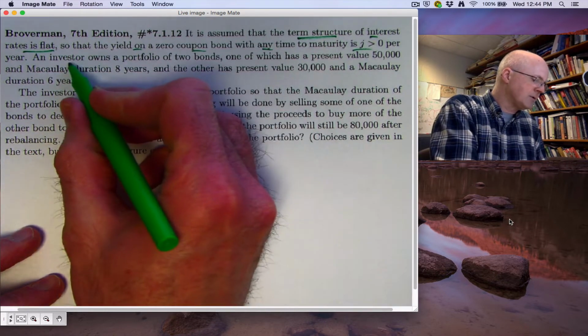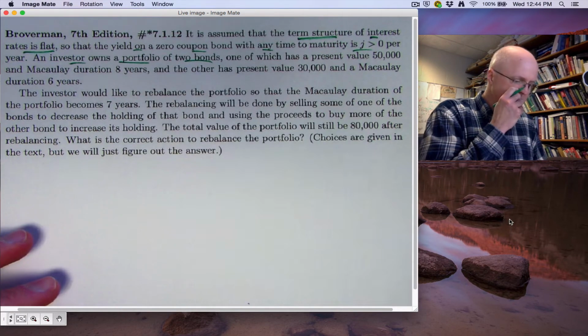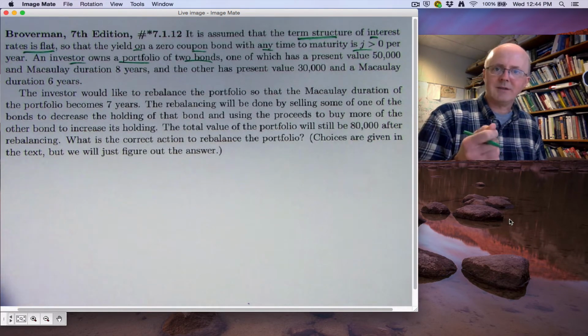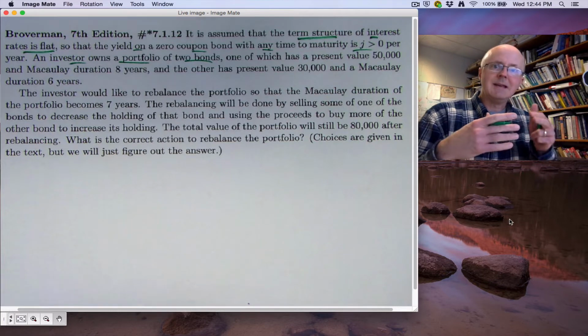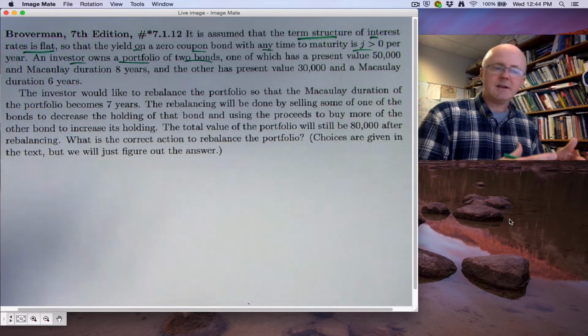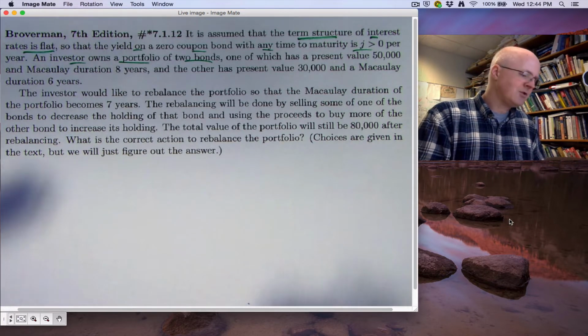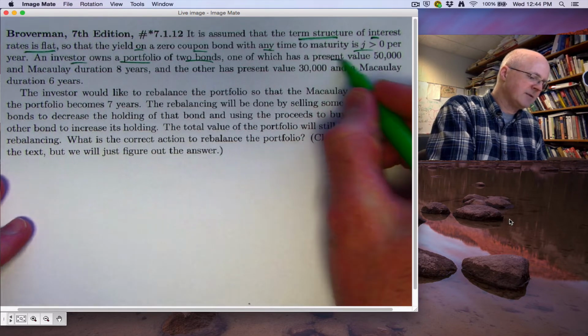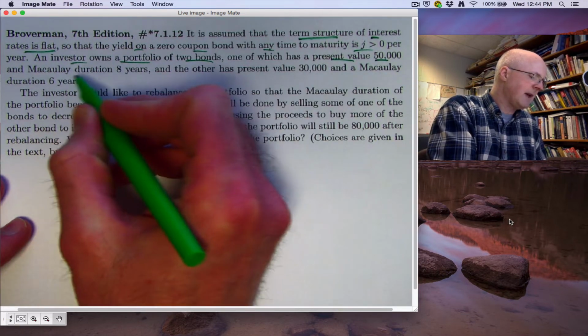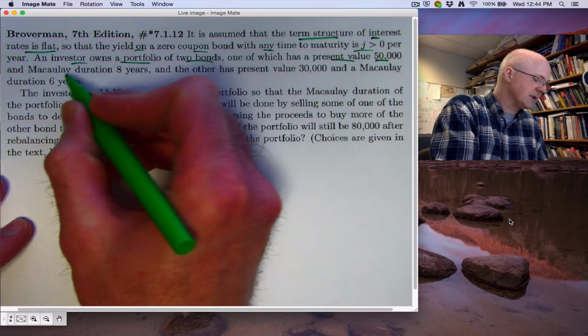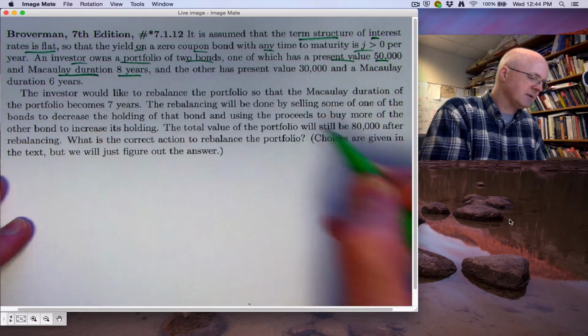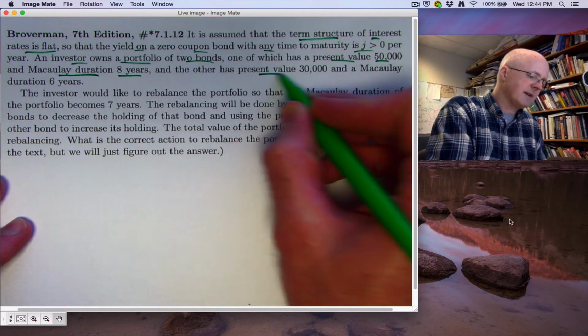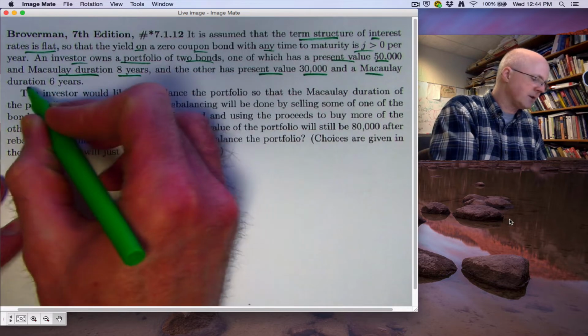An investor owns a portfolio of two bonds. That doesn't mean that he owns just one of each bond individually. He's got maybe 20 of one bond and 15 of another. And they've got two different present values. The present value of the first is 50,000, and also two different Macaulay durations. The Macaulay duration of the first is 8 years. The second has a present value of 30,000 and a Macaulay duration of 6 years.